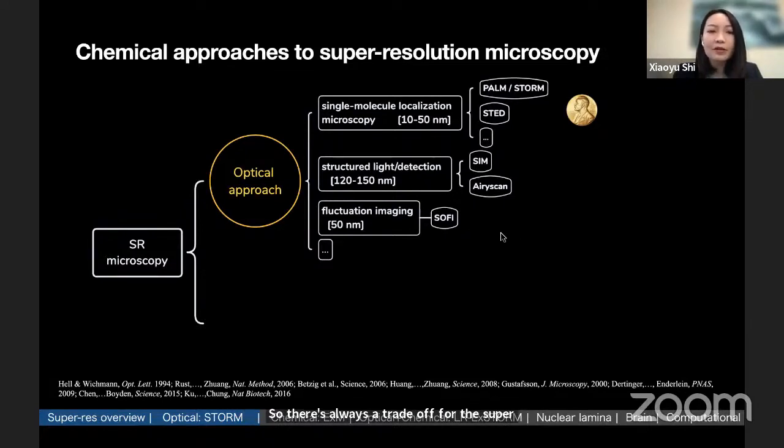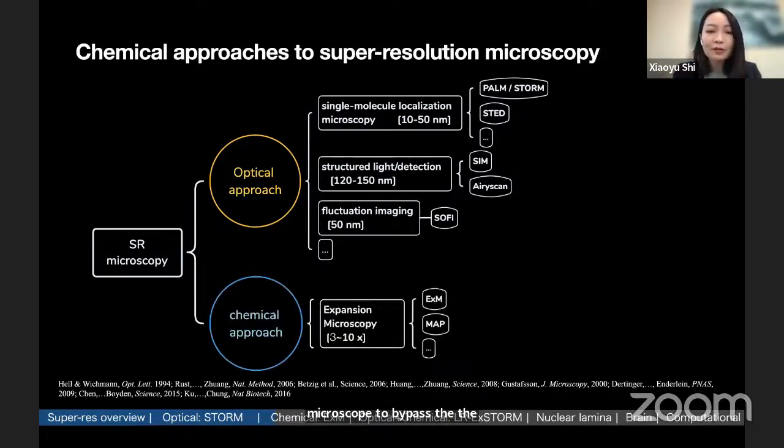And there are other methods, for example, fluctuation imaging methods. They give you about 50 nanometer resolution. There are many more that I didn't cover in this slide. But they basically design a different optical arrangement in the microscope to bypass the diffraction limit.